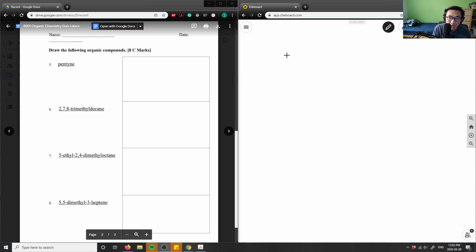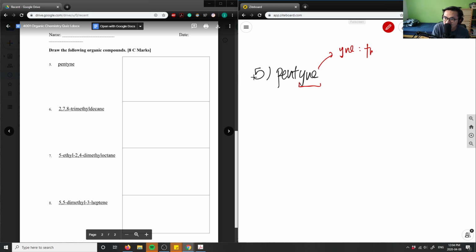The first one's pretty easy. The first one here is pentyne. When I look at the name, I'm looking at two specific things. I'm looking at the ending first. The ending tells us what kind of functional group or organic compound we have. This ending is YNE, and as you might recall from previous videos, YNE means there's a triple bond in my organic compound. Remember, alkynes end in YNE, which means there is a triple bond.